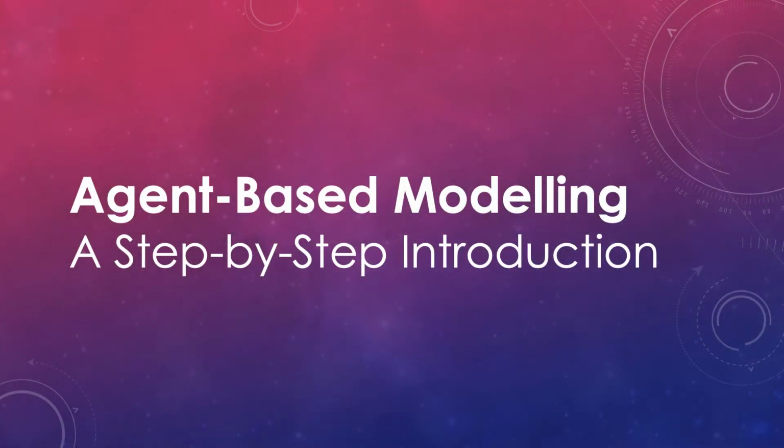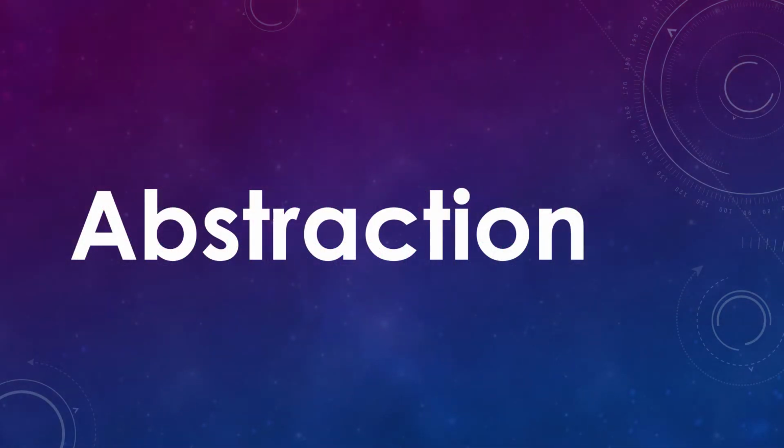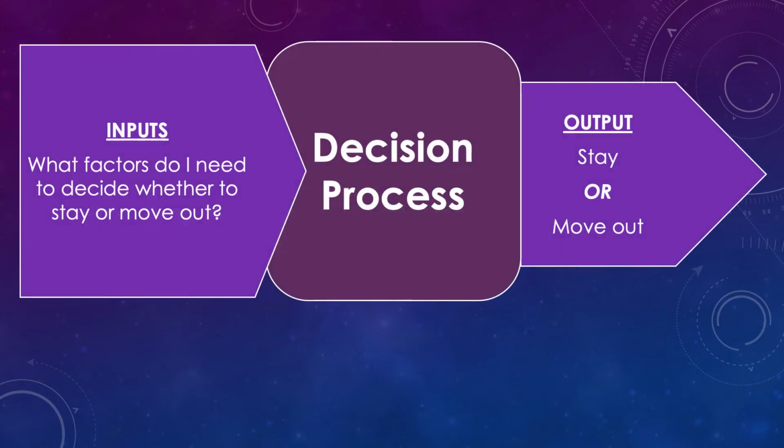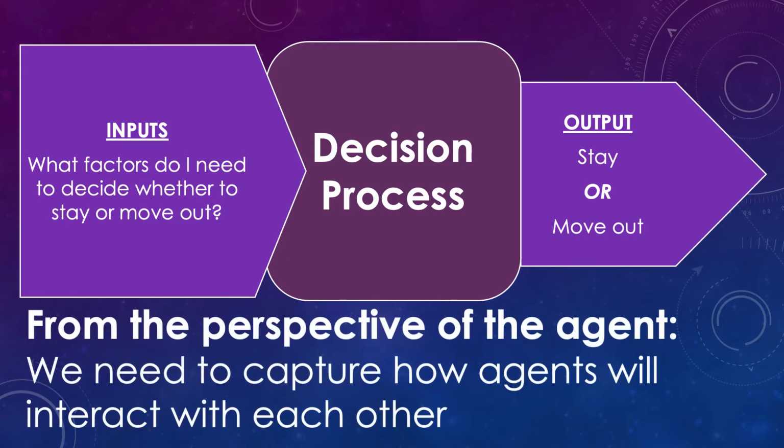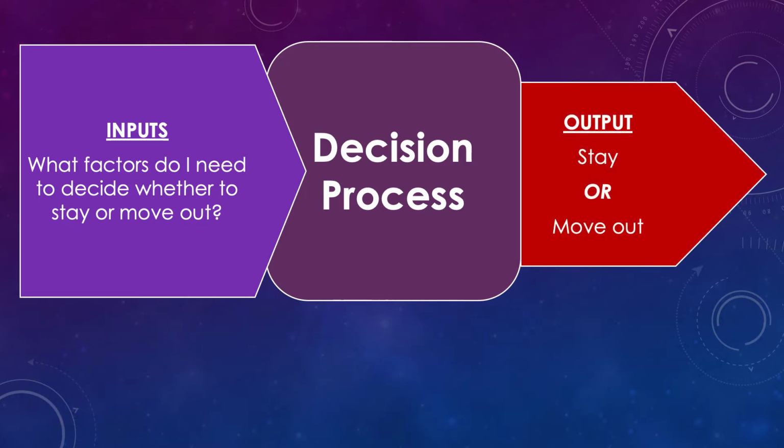In the first place, before we can create an agent-based model, we need to apply abstraction. So we need to determine what are the inputs, outputs, and assumptions needed to create such a model. Let's look at it from the perspective of the agent. Let's focus on the outputs. In the first place, all the agent has to decide is whether to stay in that house or to move out. What then are the inputs?